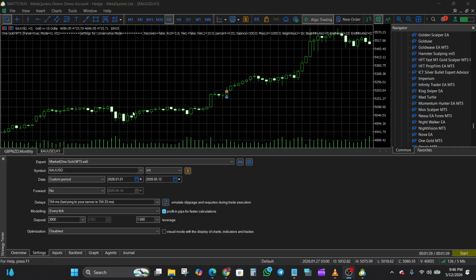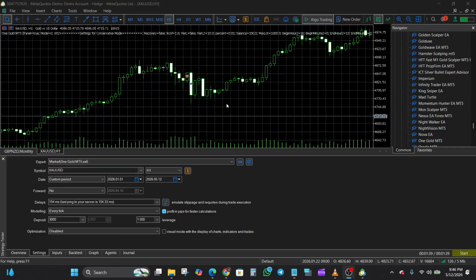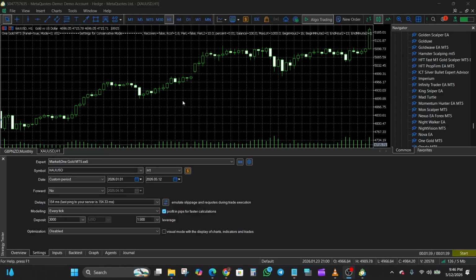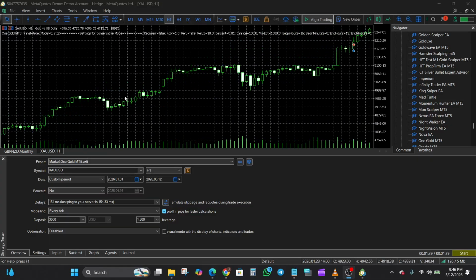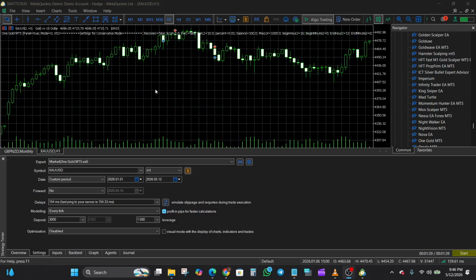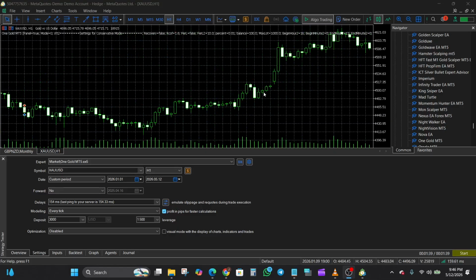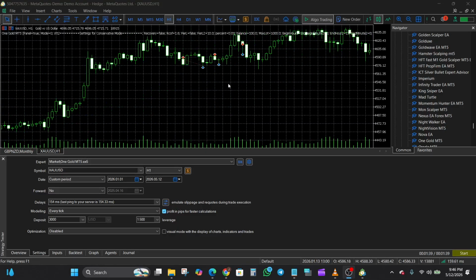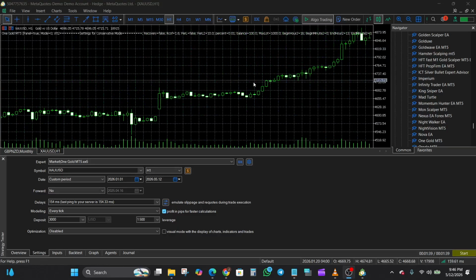We can see that the EA is not stacking trades, and it's not aggressively hunting opportunities. It just waits for opportunities in the market and grabs them. So we can see that there is reasonable spacing between trades. Basically, when opportunity shows up, then the EA executes the trade.